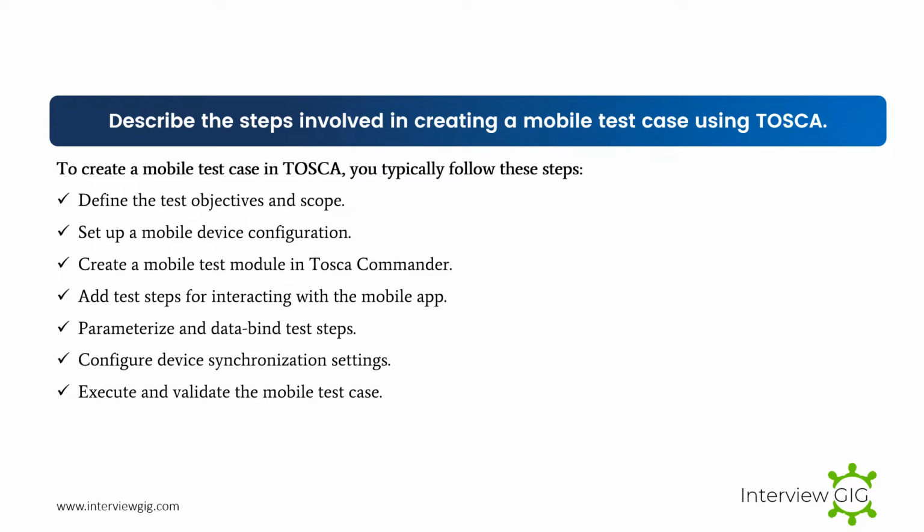Describe the steps involved in creating a mobile test case using TOSCA. To create a mobile test case in TOSCA, you typically follow these steps. Define the test objectives and scope. Set up a mobile device configuration. Create a mobile test module in TOSCA Commander. Add test steps for interacting with the mobile app. Parameterize and data bind test steps. Configure device synchronization settings. Execute and validate the mobile test case.